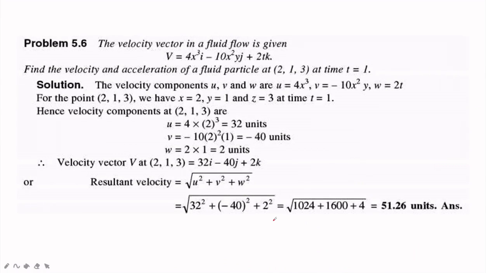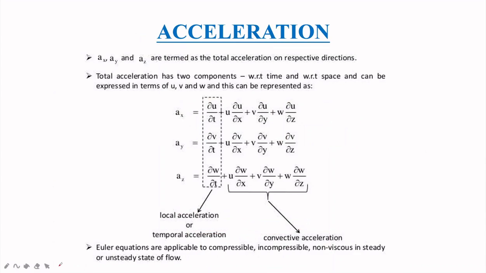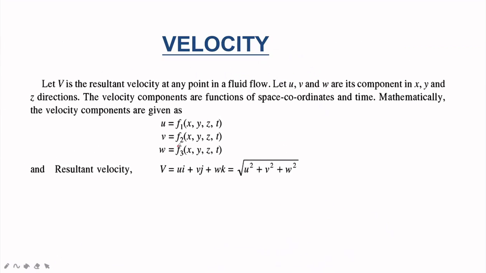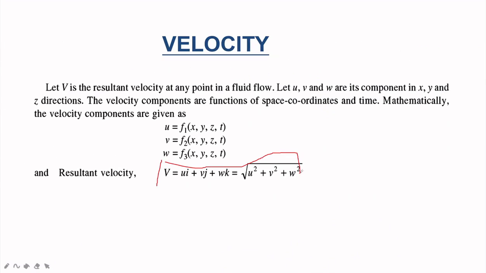Now see, one problem is there. The velocity vector in a fluid is given. Okay, so what is given? Directly they have given 4x cube i minus 10x square yj plus 2tk. So one velocity vector is given directly. To solve this, what do we have to know? We have to know the velocity vector formula. Wait, I'll show that. So this velocity vector formula is ui plus vj plus wk.